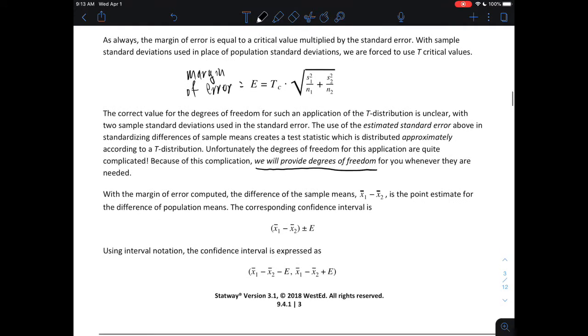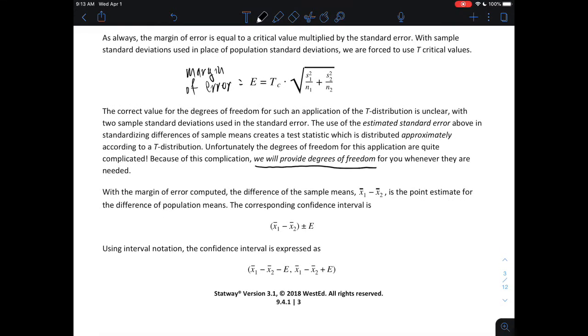With the margin of error computed, then as we've done before, the difference of the sample means, x bar 1 minus x bar 2, is the point estimate for the difference of population means, and the corresponding confidence interval is the same as we've seen before. Take your point estimate plus or minus your margin of error. So you have your point estimate minus the margin of error, comma, the point estimate plus the margin of error. This is just like we saw in Module 8.